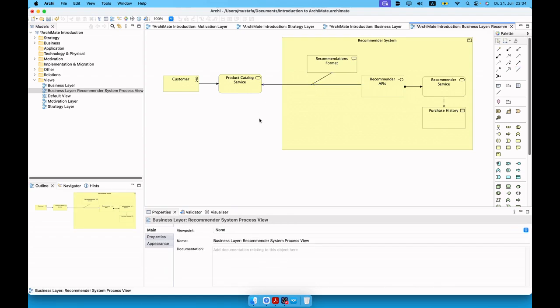So here we are. Now this is more aligned with how a recommender system could be modeled, one of the ways, and it is now a complete cycle or a flow that represents a customer browsing a catalog, and the catalog is being enriched with recommendations using a recommender API that provides a standardized format based on a recommender service that accesses a purchase history.